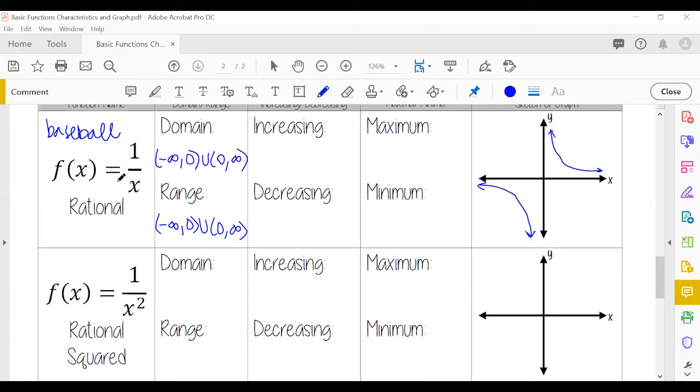This function is actually never increasing. If you look on both of these as we draw them from left to right, on both sides, we actually are moving downward. So it's decreasing from negative infinity to 0, union 0 to infinity.